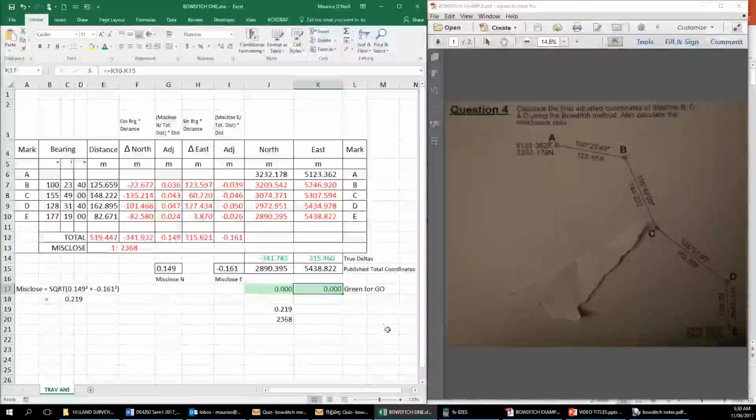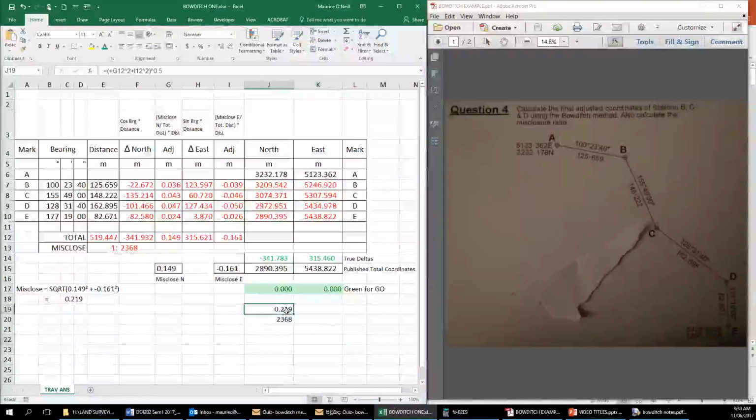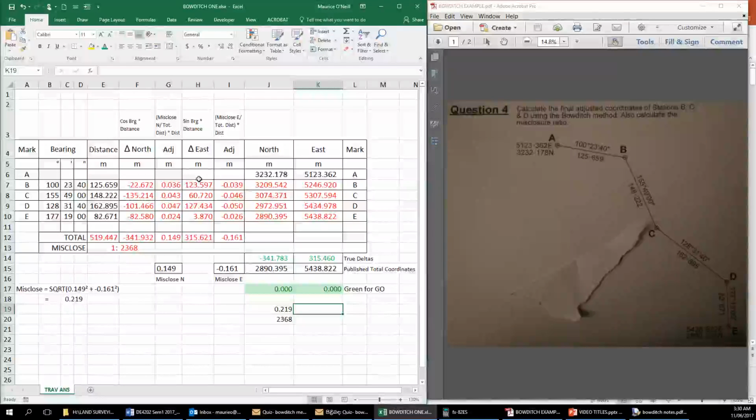If these don't add up, it doesn't go green, and there's some other numbers in there. Okay, so that's pretty much it, really. That's the Bowditch sort of thing. It's all resolved, and we've got the coordinates of A, B, C, D.